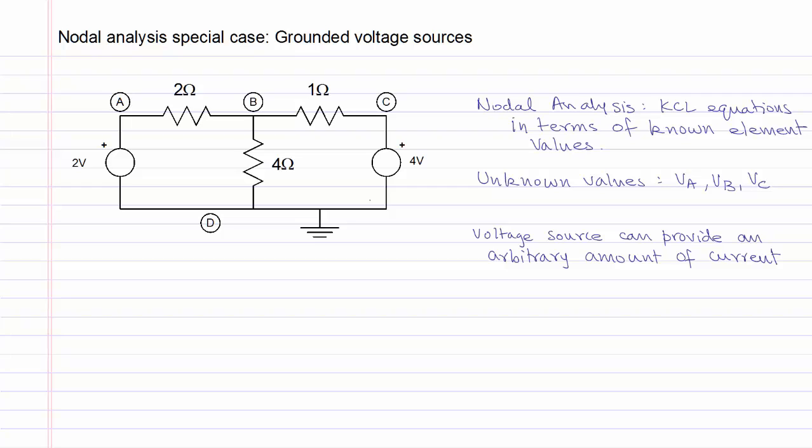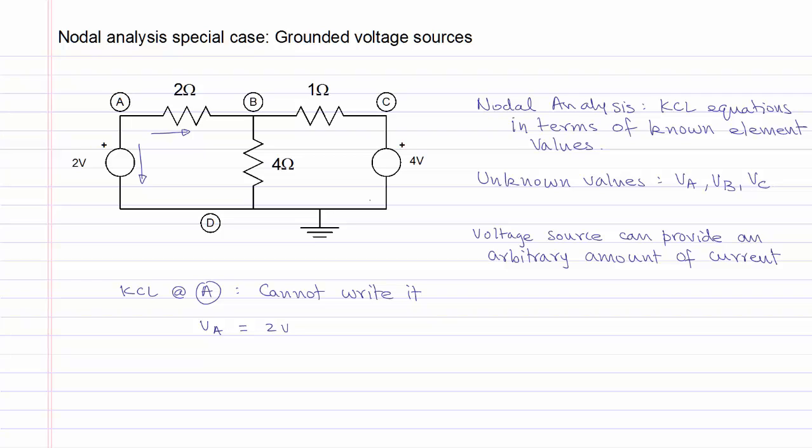Consider what happens if we try to write KCL equations at node A, which is connected to a grounded voltage source. Following the passive sign convention, the current through the voltage source is as shown, and the current through the resistor can be arbitrary, and we will choose the direction as shown. Since the voltage source can conduct an arbitrary amount of current, we are unable to write KCL at node A in terms of the unknown values, which are VA, VB, and VC, and any other element values which are known. Also note, since the voltage source is connected between nodes A and D, the voltage at node A, VA, will be simply 2 volts because of the voltage source.